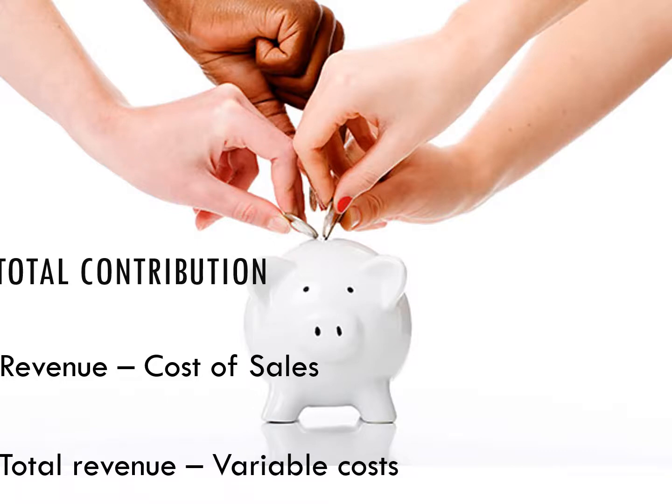The total contribution is based on all the units we've sold. So it's the total revenue minus the cost of sales, or sometimes total revenue minus the total variable costs.